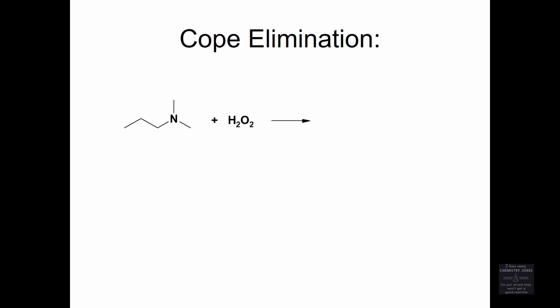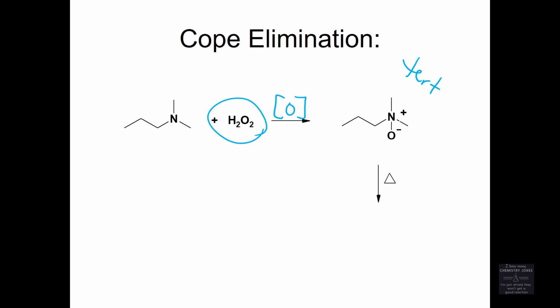Well, we start out with a tertiary amine, and we add hydrogen peroxide, which is an oxidizing agent. That undergoes an oxidation reaction. We're not going to draw curved arrows of how that oxidation happens, but we oxidize the nitrogen to become this. This is a tertiary amine oxide. Nitrogen and oxygen directly connected to each other with a positive and negative charge.